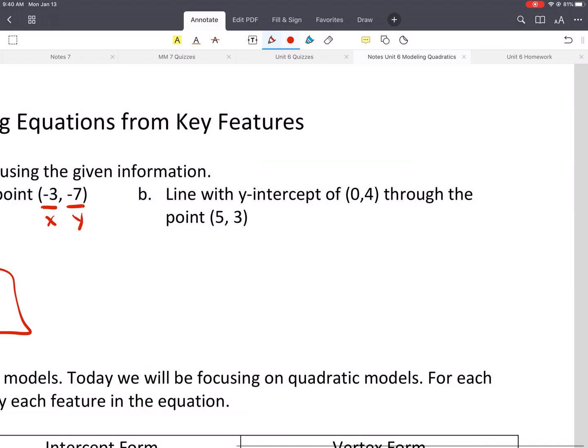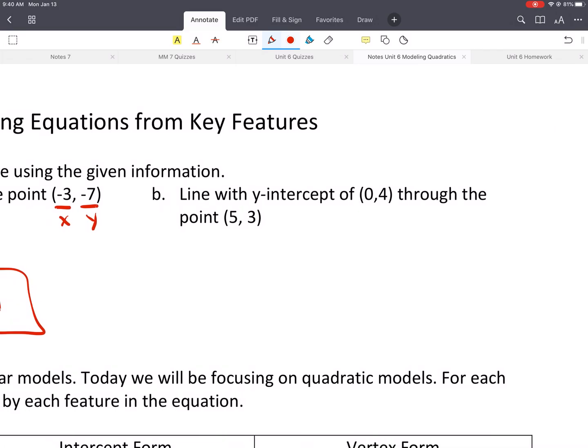You also learned how to do it if I gave you the y-intercept, because this would be our b, and this would be our x and our y. So we'd do the same sort of stuff. We'd do y equals mx plus b. We don't know what m is this time, we know what x is, and we know what b is.